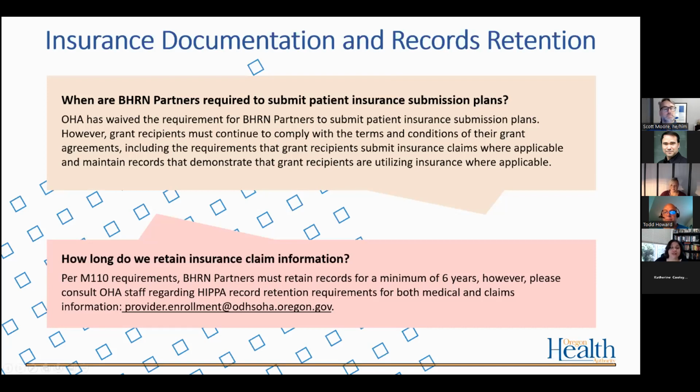How long do you need to retain insurance claim information? Per the Measure 110 requirements, BURN partners must retain records for a minimum of 6 years. However, please consult OHA staff regarding HIPAA record retention requirements for both medical and claims information. And you can do so by contacting the provider enrollment inbox, the address of which is there for you. And next slide, please.